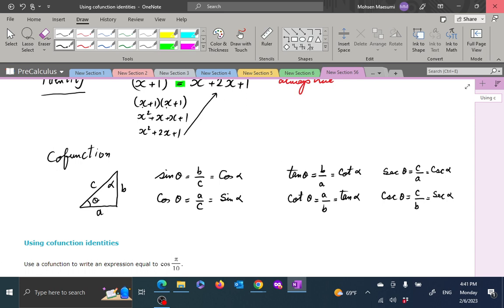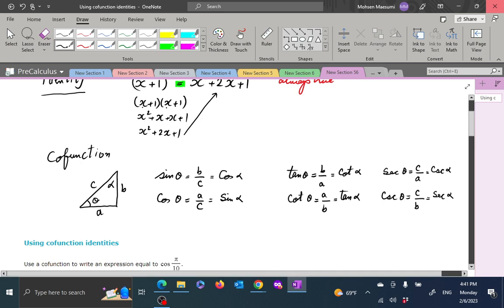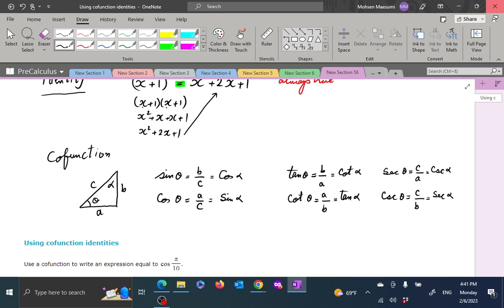So you notice an angle and 90 degrees minus that angle share the same sine and cosine. So here what we have is that if you take the angles theta and alpha, if you add them up, you get 90 degrees, or you get pi over 2 radians.